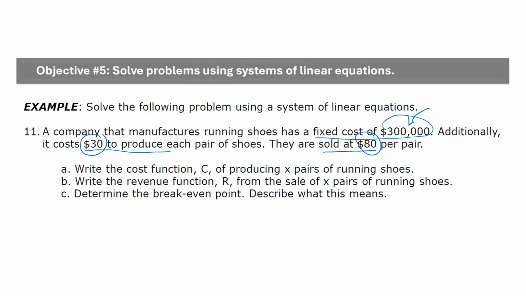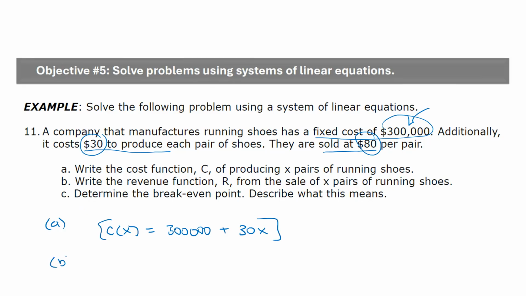Okay. So A is telling us to write the cost function C of producing x pairs of running shoes. Now, the cost function is going to be the sum of the fixed cost and the variable cost. So C of x is going to equal the fixed cost, which is the 300,000, plus the variable cost. And that's going to be 30x, because x is the number of pairs of running shoes.